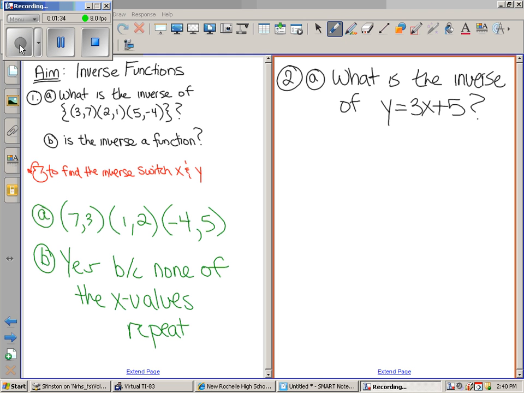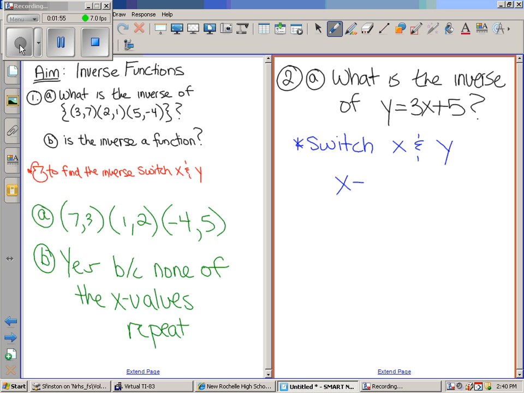So how do you find the inverse? What did I tell you the inverse was? What do you do? To find the inverse, switch x and y. So this becomes x equals 3y plus 5. You got that? All I did was switch x and y. Now from here, isolate y.